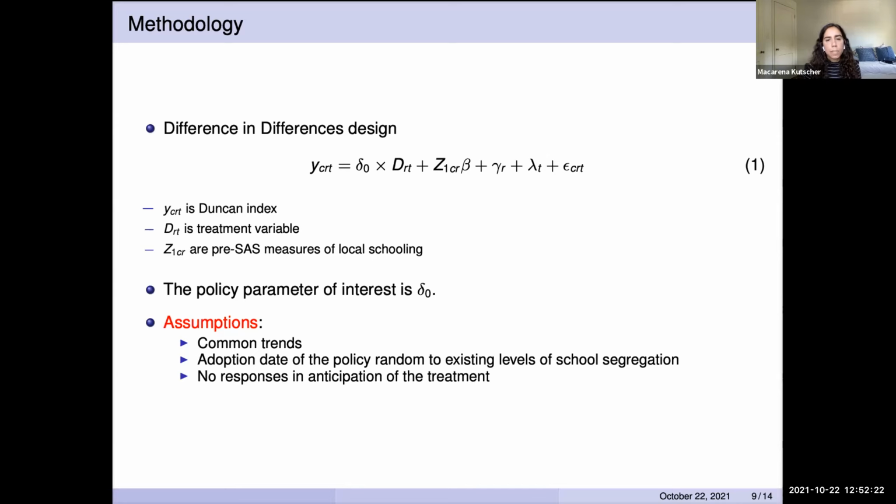So the identification of delta zero depends on the standard assumptions of difference-in-differences, so parallel trends. The adoption date of the policy for every region in Chile should be random with respect to existing levels of school segregation before the policy, and there shouldn't be any response in anticipation of the treatment. Importantly, we explore the heterogeneity in the effect of the policy on segregation, allowing for heterogeneous responses by residential segregation and the outside option.